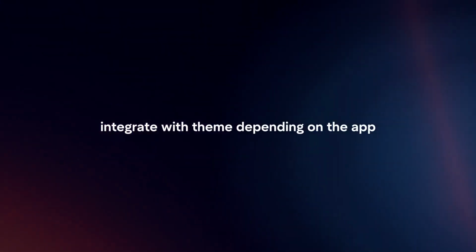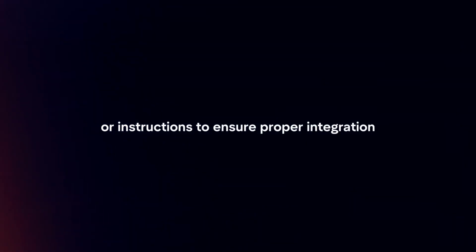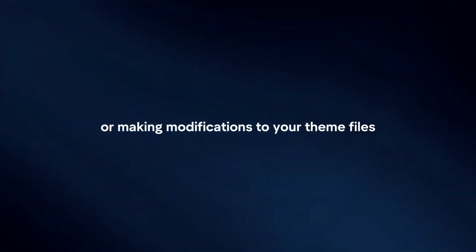Integrate with theme. Depending on the app, you may need to integrate the wishlist feature with your store's theme. Follow the app's documentation or instructions to ensure proper integration. This may involve adding code snippets or making modifications to your theme files.